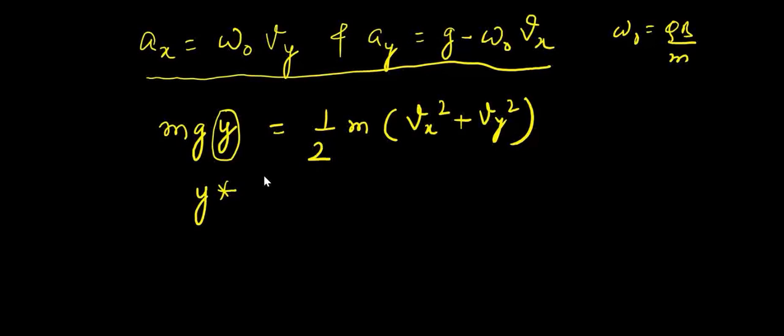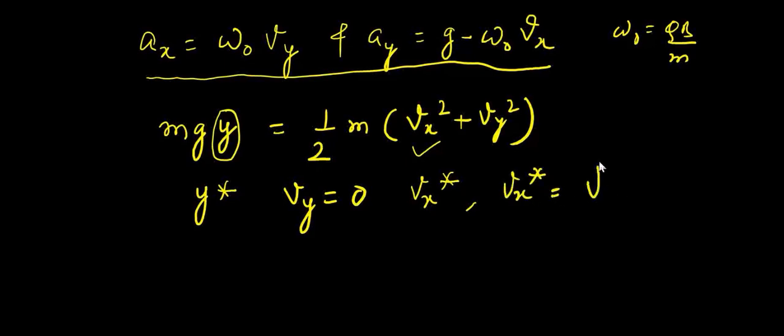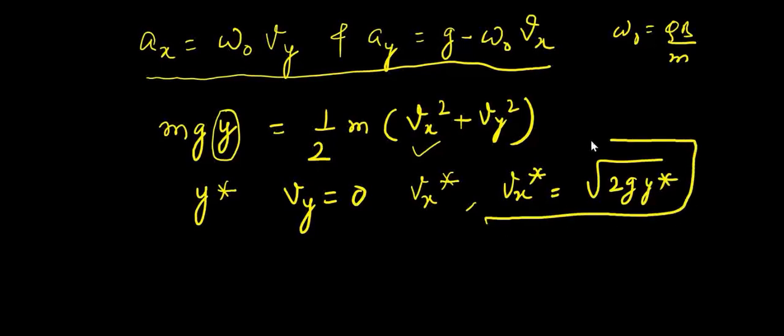y star is the maximum displacement along the y-axis. So at that moment, Vy will become 0. The vertical speed is 0 at the maximum depth, so only the horizontal component of the velocity is present, and call this velocity Vx star. Then we get Vx star equals under root 2g y star. This is one equation we got.